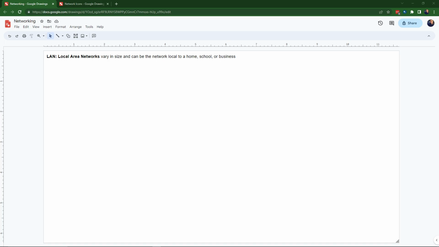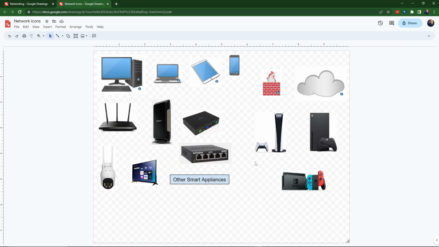So let's think about some of the devices that we may have on a home network. Here I have some networking icons that I've created. All of them I've gotten off the internet in one way or another. We might have a desktop computer, a laptop, a tablet, a phone. And here we have some of the networking devices that we're going to need, which we'll talk about later. We may also have gaming devices like a PS5, Xbox, or Nintendo Switch. And then I just added this thing right here, other smart appliances, because there are a lot of different things out there we call the Internet of Things, and they may show up as well.